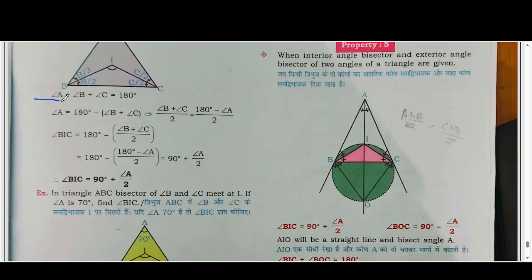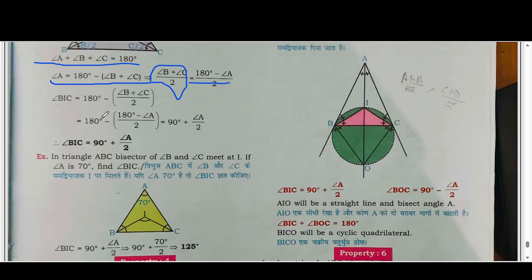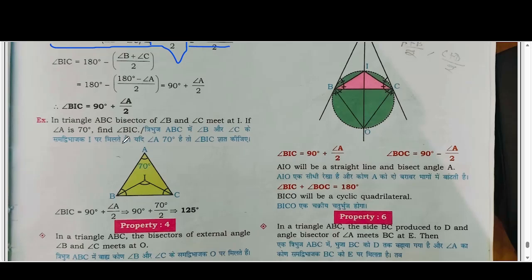Now let's see the proof of this. Angle A plus angle B plus angle C is equal to 180. Half of angle B plus C is equal to 180 minus angle A by 2. Angle BIC is 180 minus half of (B plus C), which is 180 minus (180 minus A) by 2, which is 90 plus A by 2.